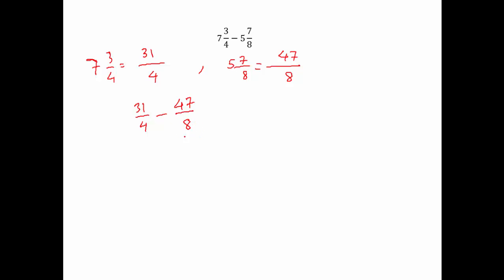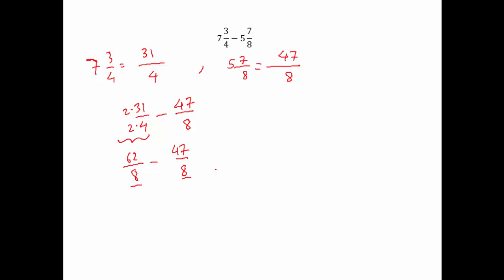We want to find a common denominator for 4 and 8. The common denominator would be 8, right? Because 8 can divide by 8 and also by 4. So how do we make 4 become 8 here? We multiply by 2, right? If you multiply by 2 here, you also do it on the top too. So you can rewrite this as this is 8, and then 31 times 2, 62, and minus 47 over 8.